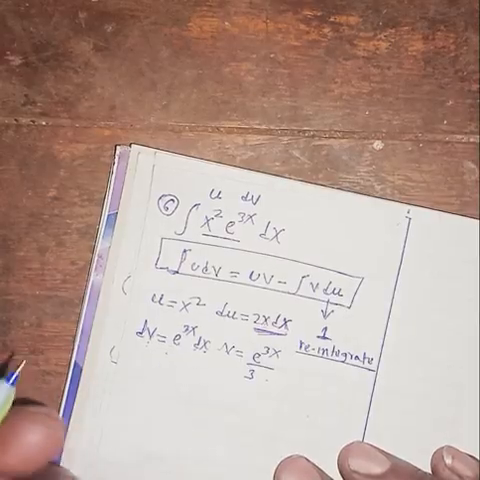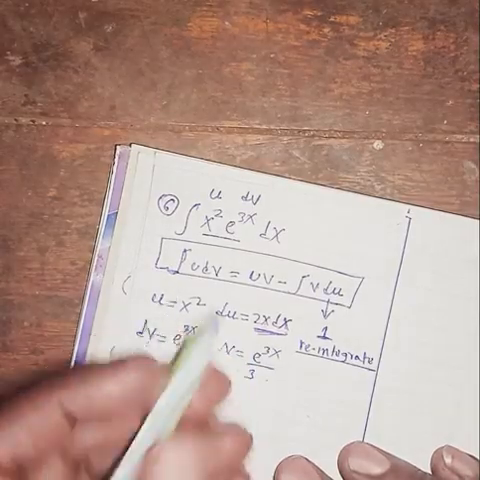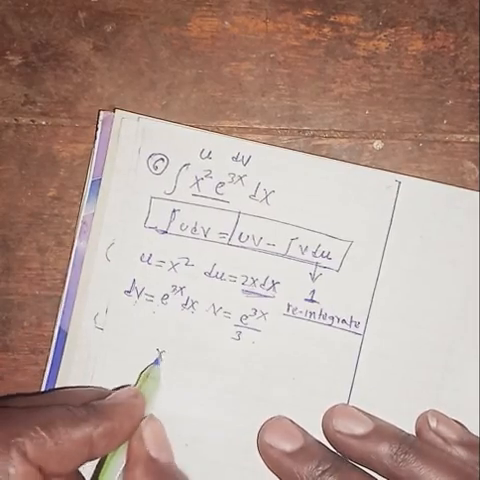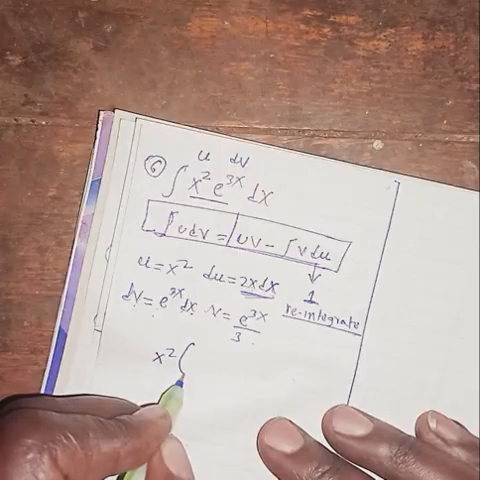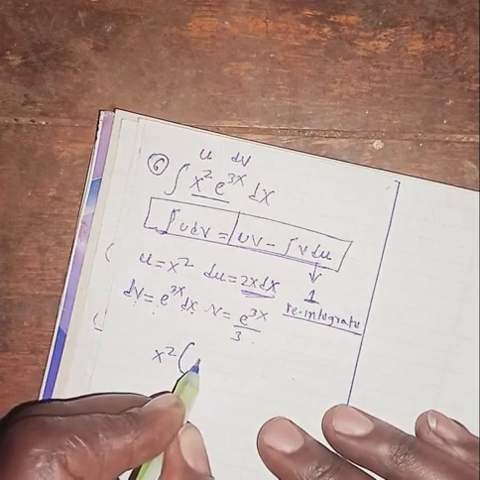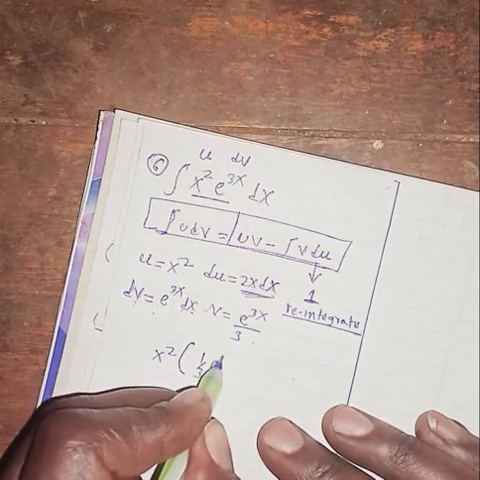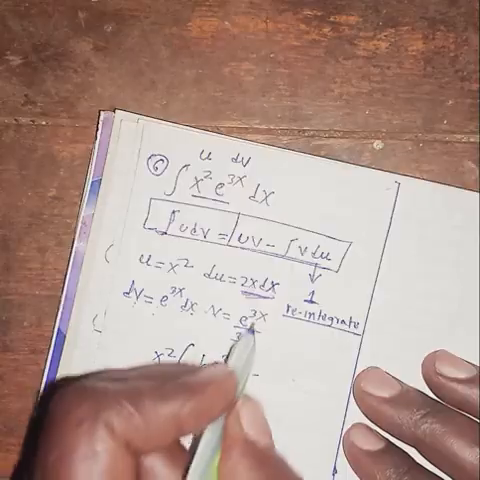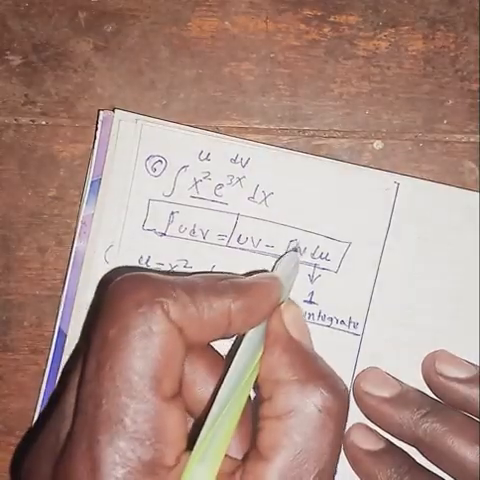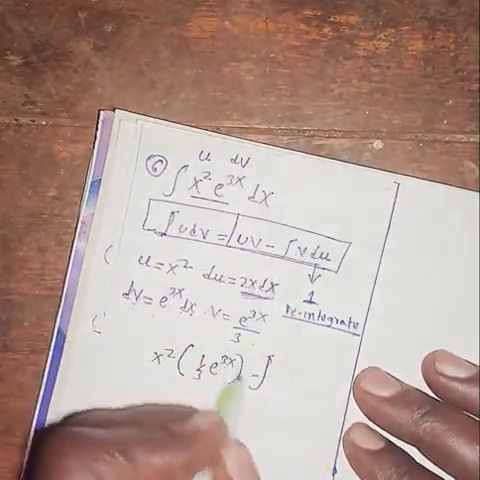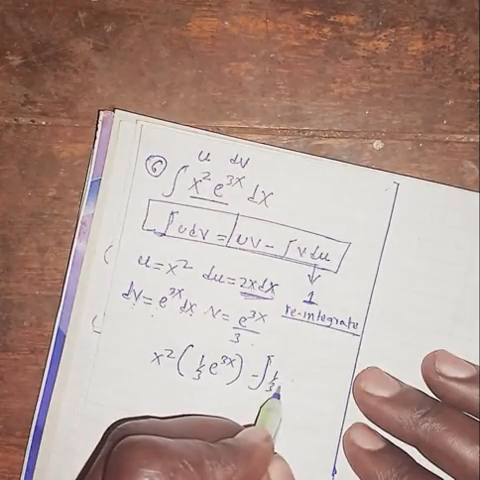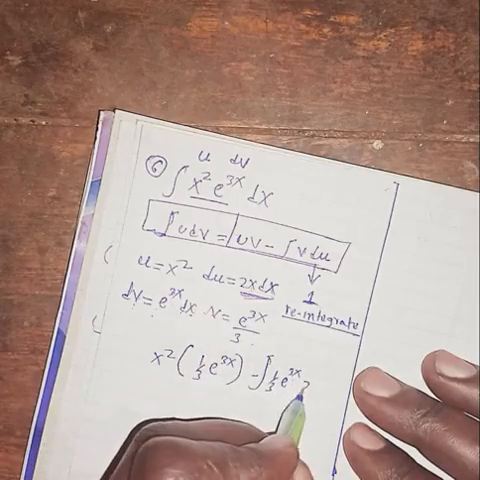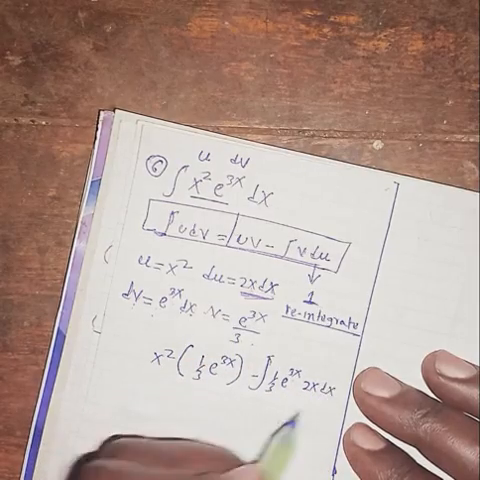So let us apply the formula. We have all of them. Let us apply it on this side. u phi will be x square into phi, which will be 1 over 3 e raised to 3x, minus now the integral of phi. Phi will be 1 over 3 e raised to 3x. Du will be 2x dx. Look at that.